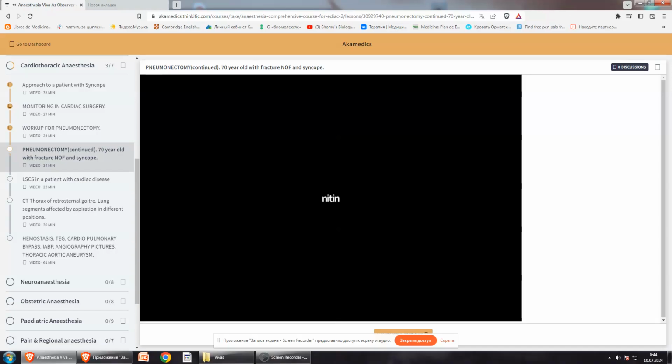I will also ask about medication history because she has aortic stenosis. Is she taking any cardiac medication for that? Is she getting any rate control therapy or other medications? I will also look for other comorbidities, whether she is diabetic, whether she is hypertensive, and the other common history like allergies and any operations she underwent before.